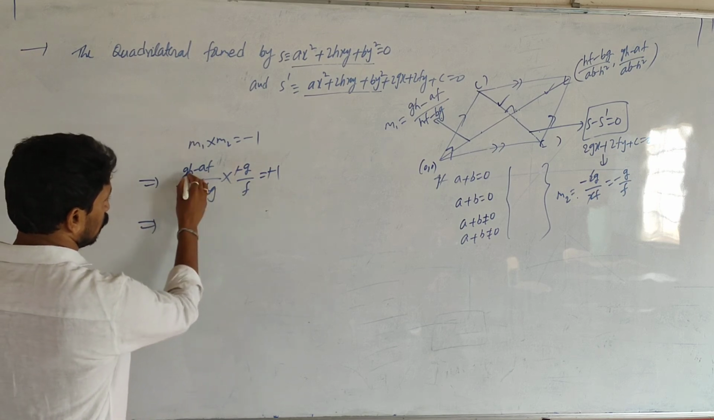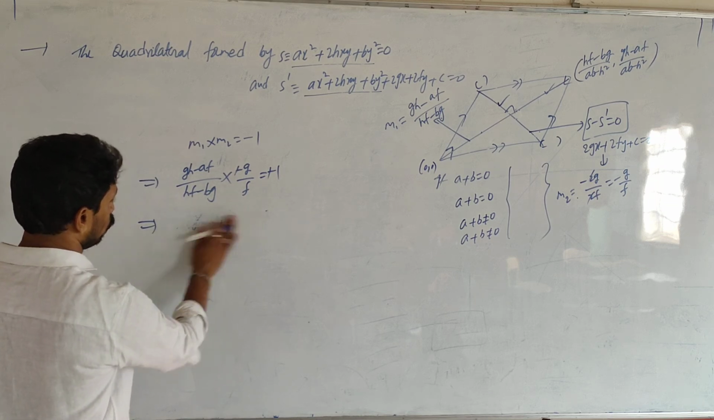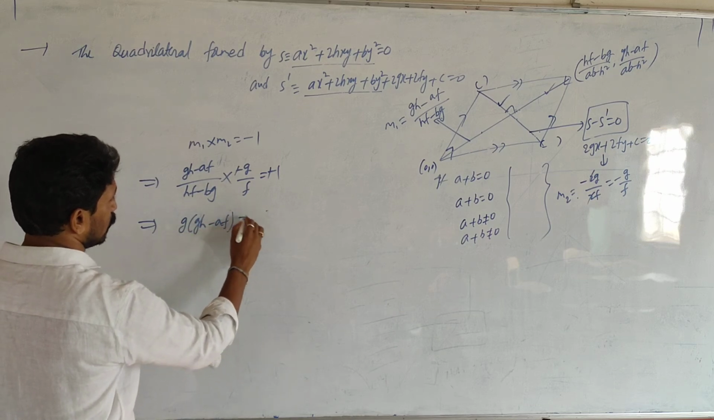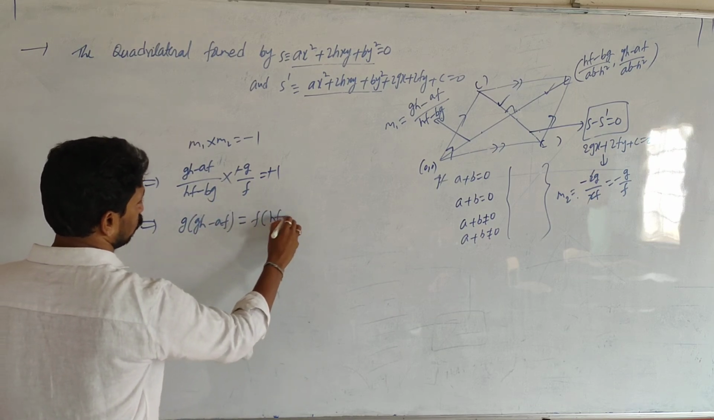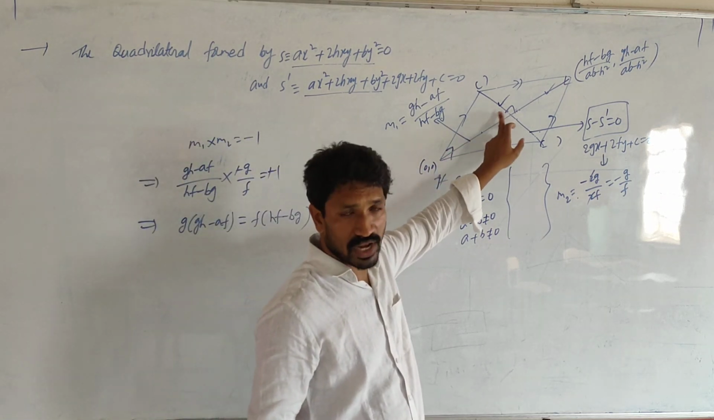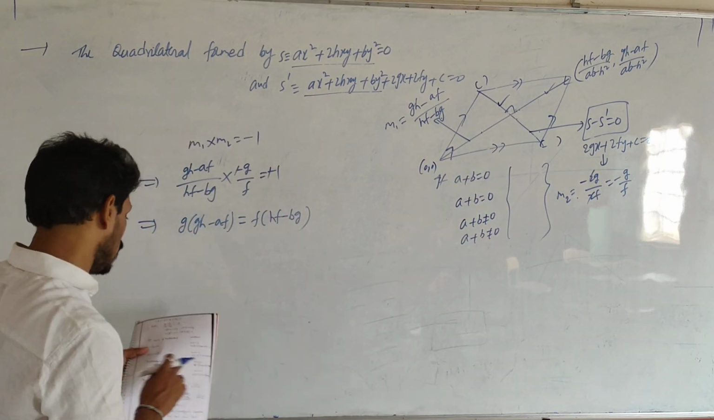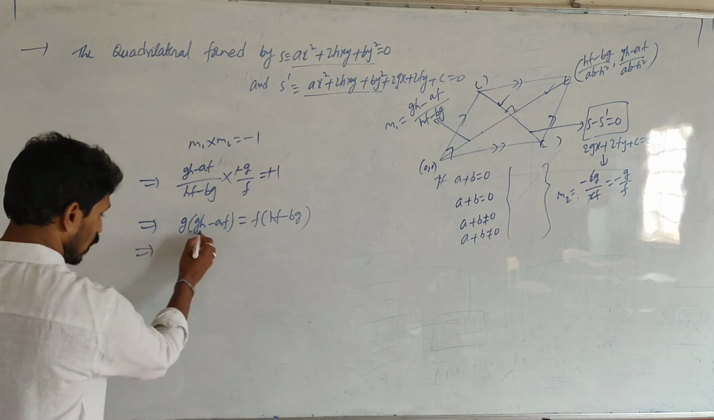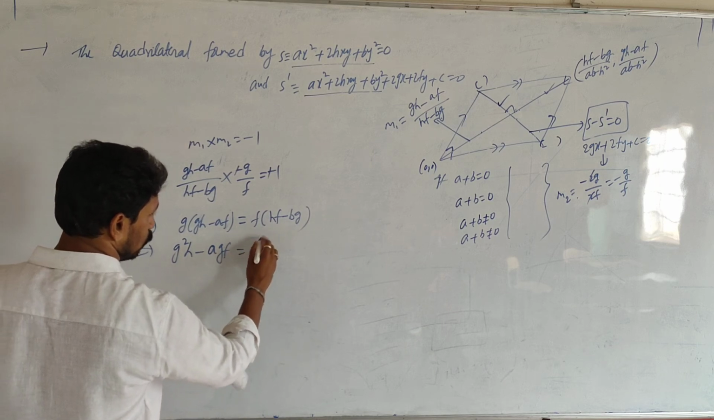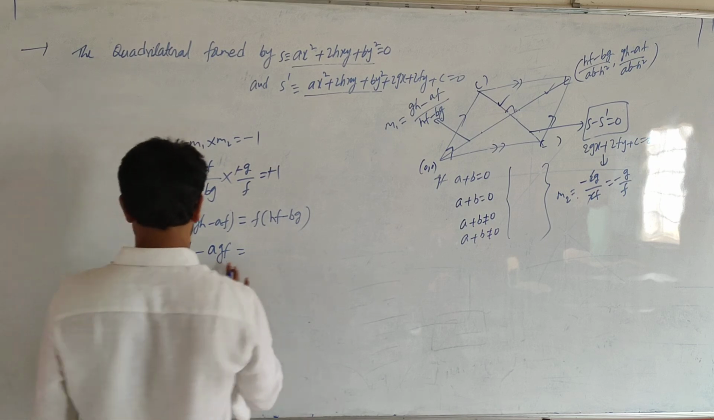So what do we have? f into gh minus af. Okay, one thing we do: just multiply, g into gh minus af is equal to f into hf minus bg. Then these two diagonals are perpendicular to each other if this condition holds. In a simplest way, how can you write this one? This is also one of the conditions; you can stop here. But to remember it for a long time, I am doing one more step.